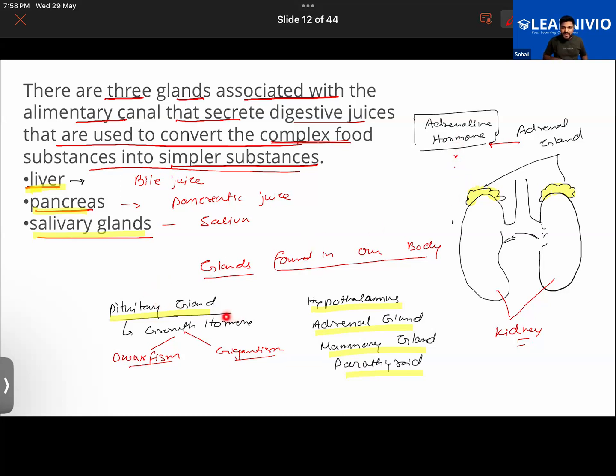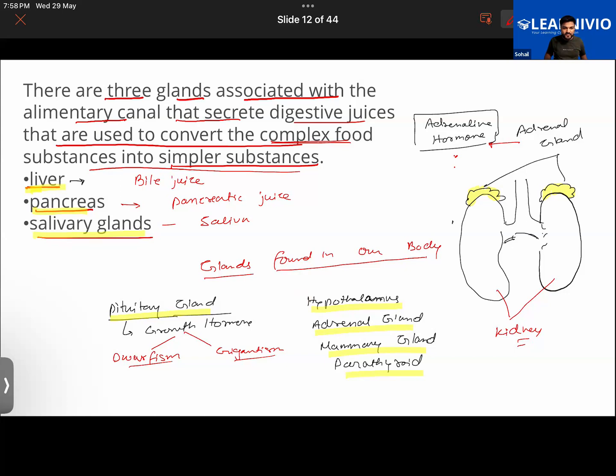So they are different glands. One such example was the pituitary gland that controls growth. If too much hormone is secreted, the person will be very big, leading to gigantism. If less, it leads to dwarfism. But our main concern is with three glands, which we are going to study in this chapter: liver, pancreas, and salivary glands. They help in the process of digestion. The others have no role in digestion, but they are also glands found in your body.